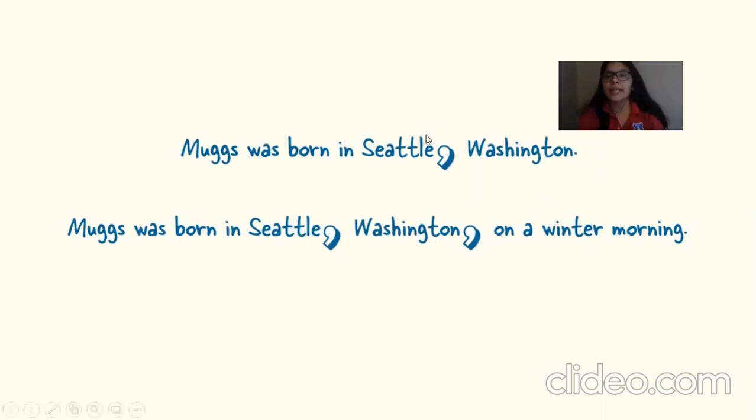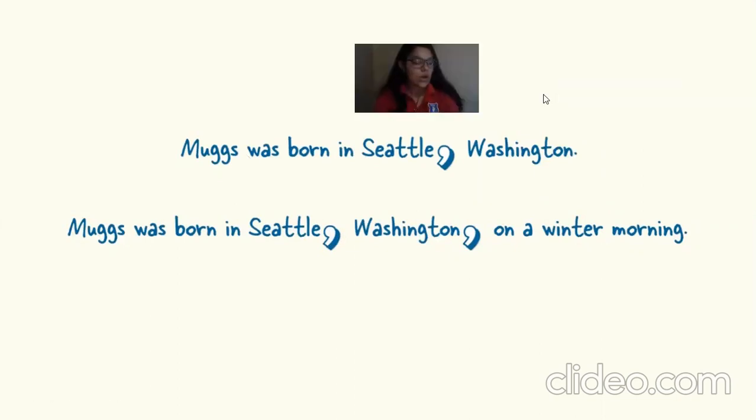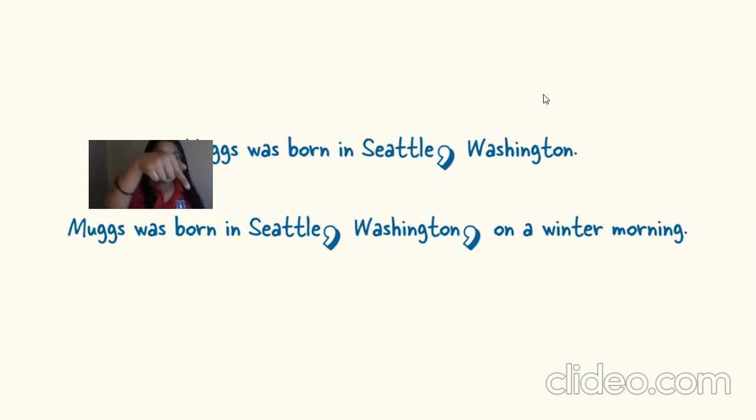Max was born in Seattle, Washington. What happened here? Who can tell me the rule for that? We're going to use a comma to separate the name of the town or city, in this case Seattle, from the state. Seattle is the city and Washington is the state. You're going to put a comma: Seattle, comma, Washington.